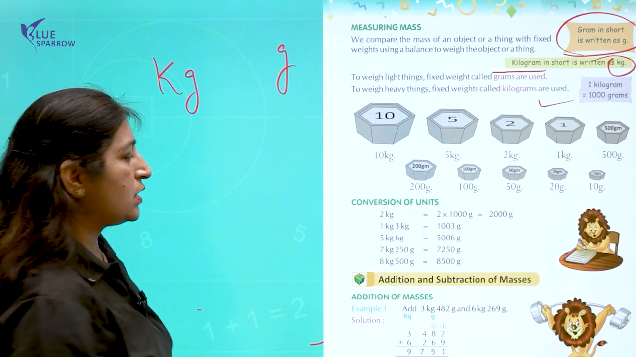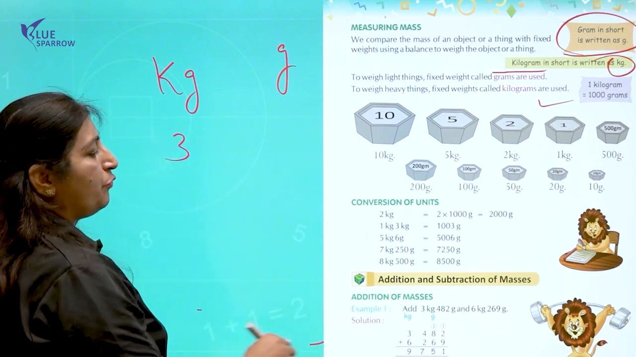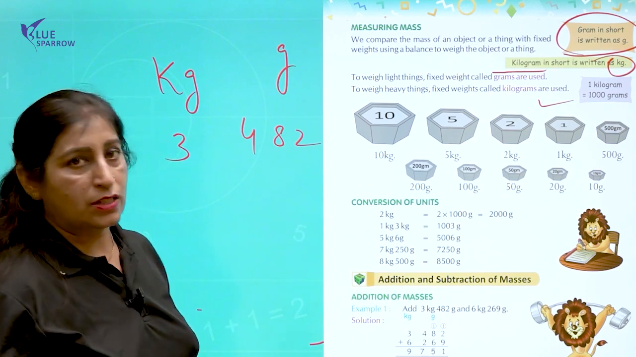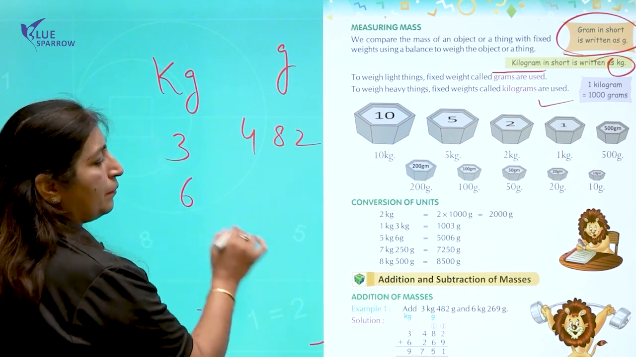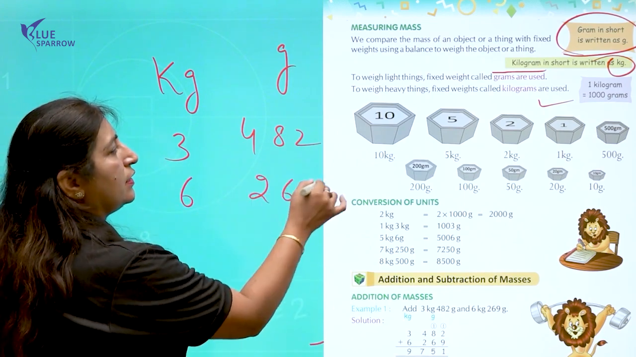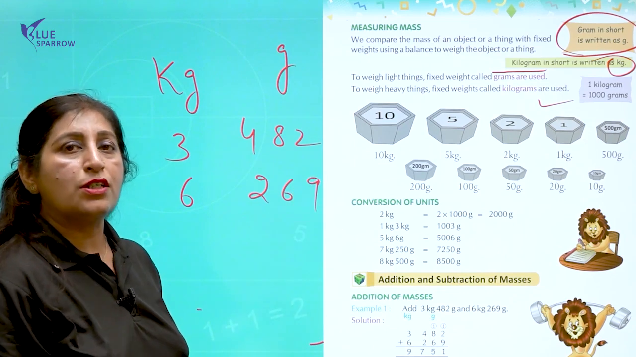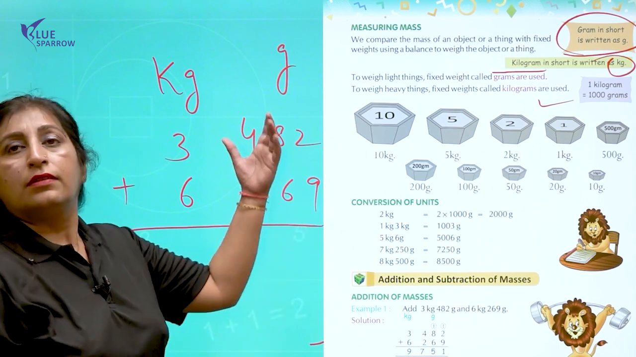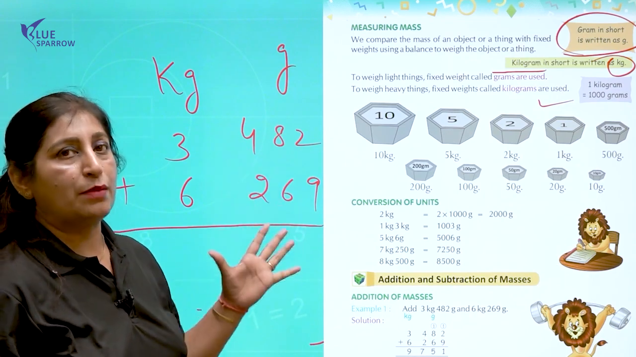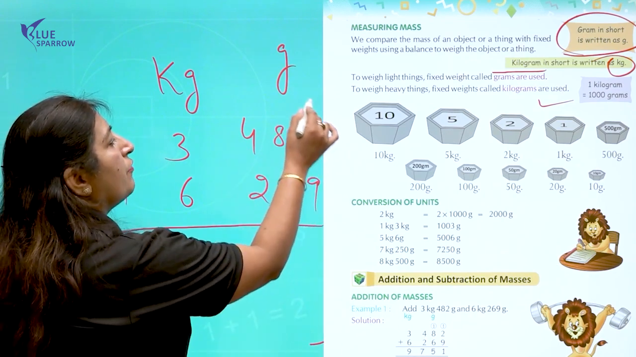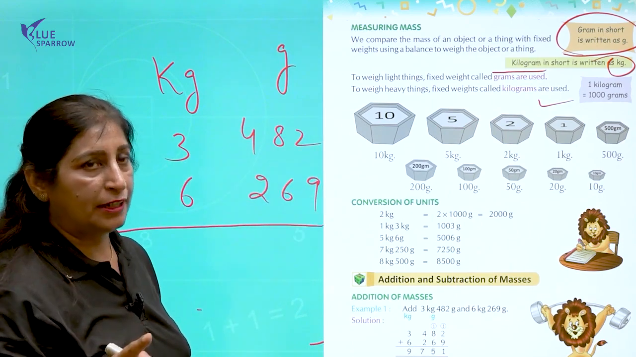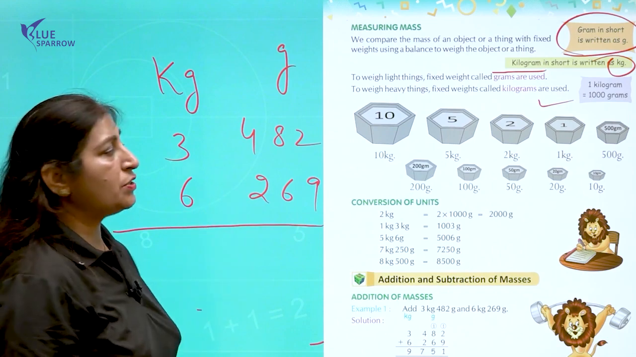First mass was 3 kilogram and 482 grams. Second mass was 6 kilogram and 269 grams. And we are asked to add these two masses. Then we perform firstly the addition of grams into grams. Means firstly we would add these two numbers. We would add 482 and 269 first.